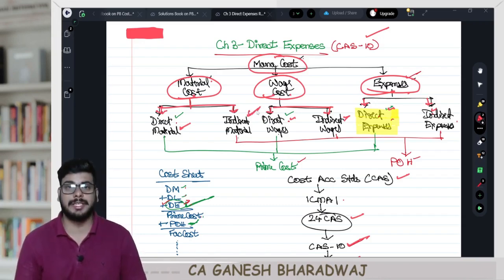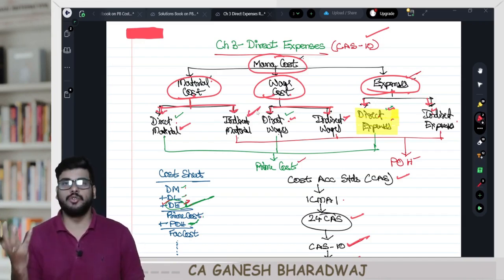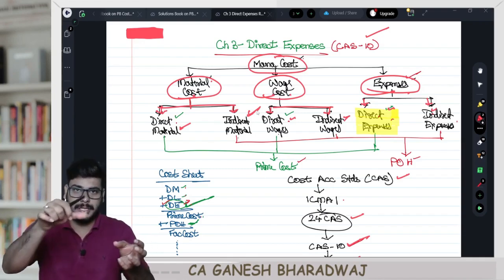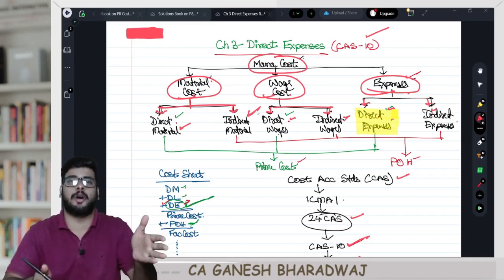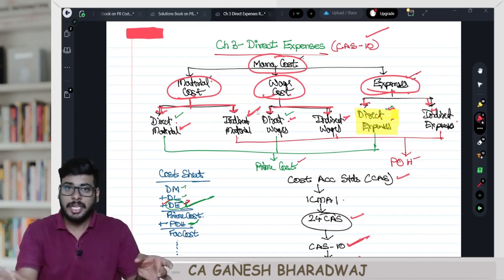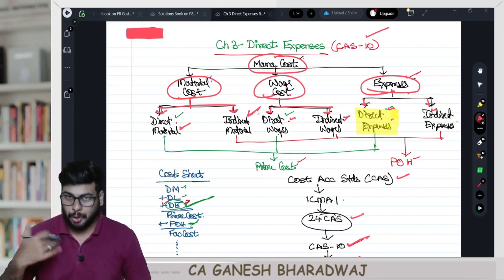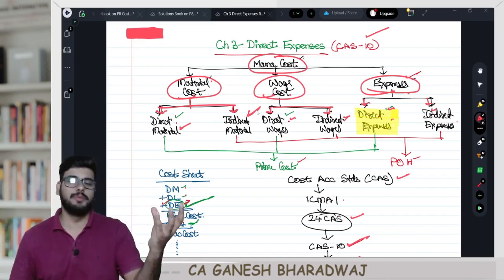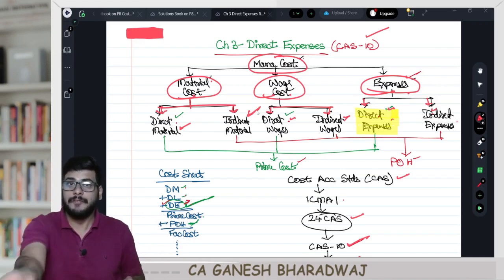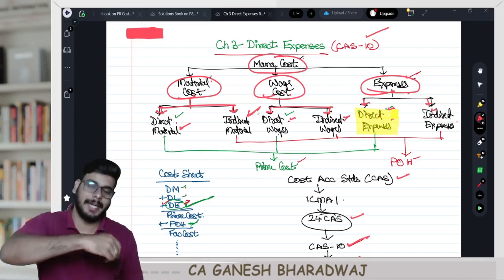Indirect material, can you give us an example? Example is lubricants. Why do we use lubricants? We use the lubricants so that the machines will run properly. Only if the machines are running properly can you actually produce the products. Are you clear with this? These lubricants are not directly present in the car that is being sold. However, without the presence of these lubricants, the production itself cannot happen. That's why it's an indirect material.